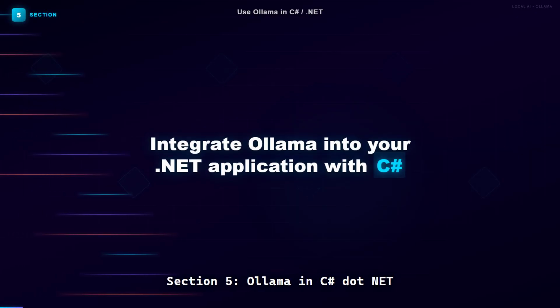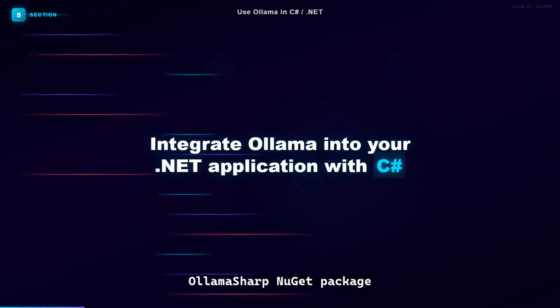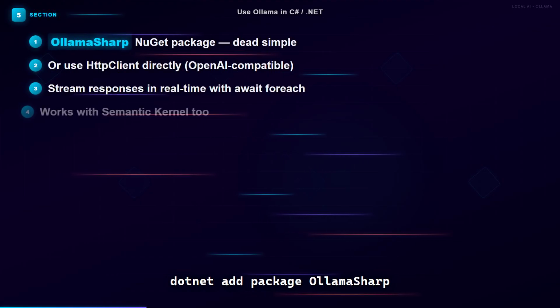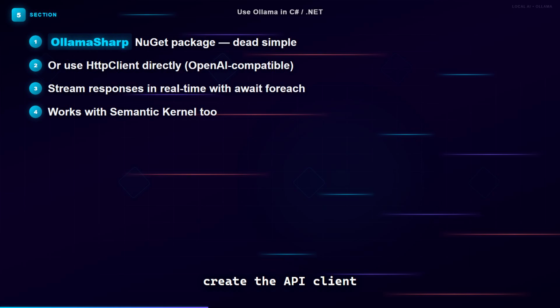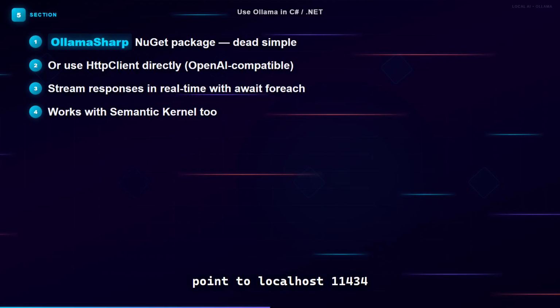Section 5. Using Ollama in C# and .NET. Install the OllamaSharp NuGet package with dotnet add package OllamaSharp. Create an Ollama API client pointing to localhost 11434. Select your model, LLaMA 3, Mistral, whatever you've pulled.